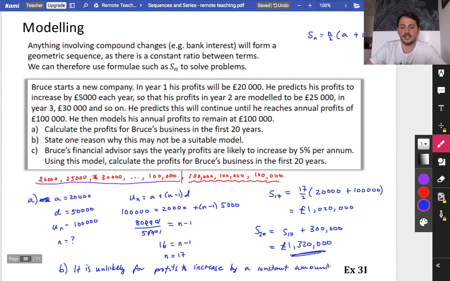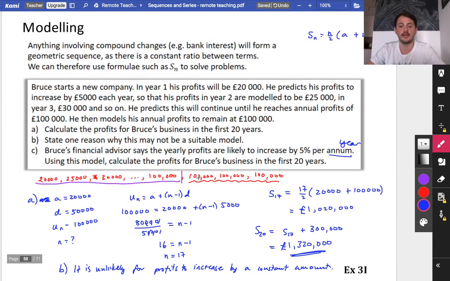Okay, now let's see what changes, because he's got a financial advisor. So Bruce's financial advisor says that the yearly profits are likely to increase by 5% per annum. Per annum just means per year. Using this model, calculate the profit for Bruce's business in the first 20 years.